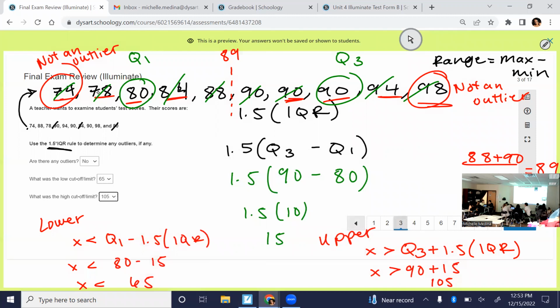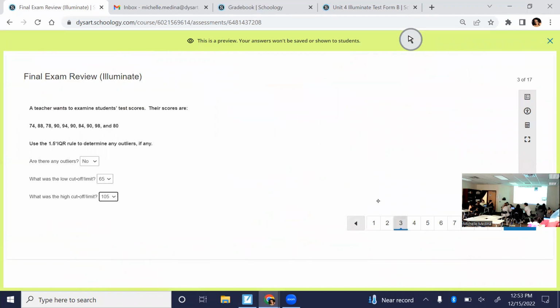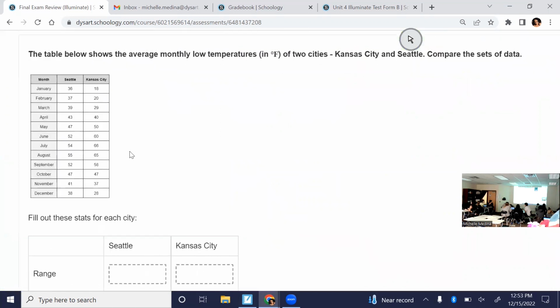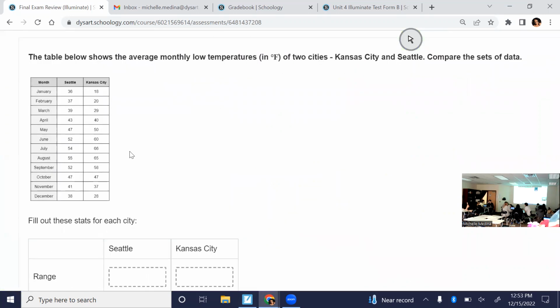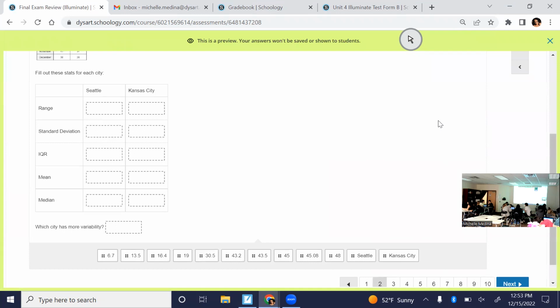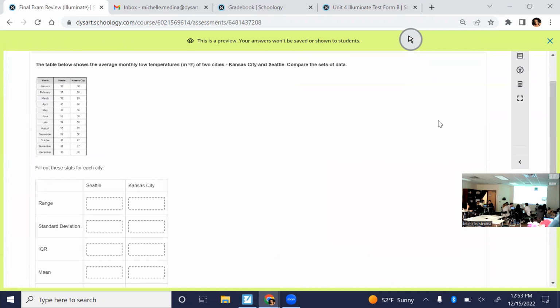On this review? Okay. So number 2, it's really tiny. The table below shows the average monthly low temperatures in degrees Fahrenheit of 2 cities. Compare the sets of data. So this is a good one. I just wish I could make this bigger, so I'll just have to keep zooming in and out. But what's the formula for range? Just normal range.